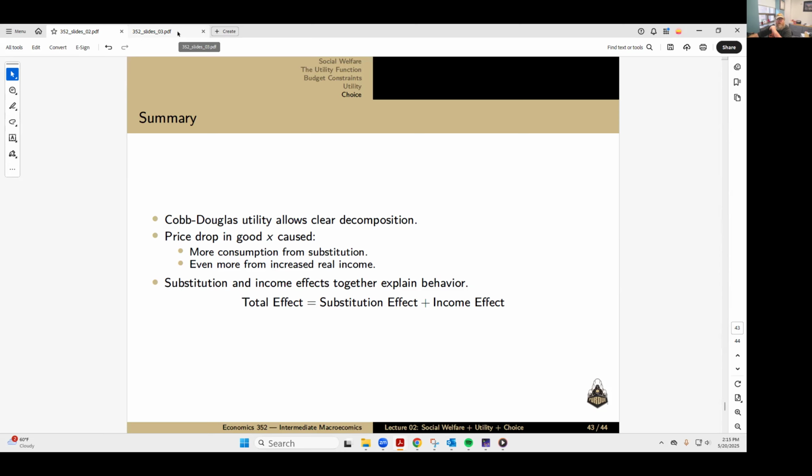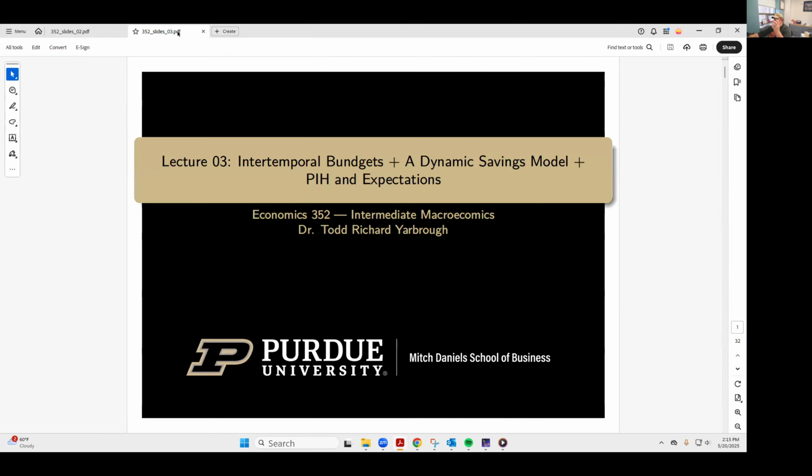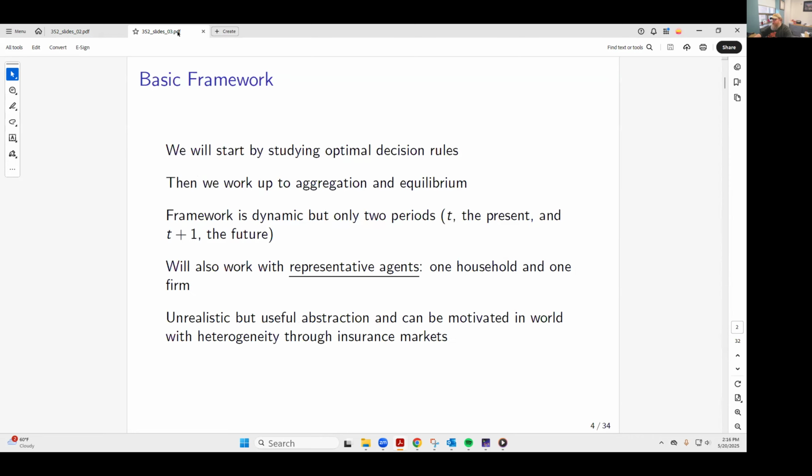Okay, so we now have established utility, budgets, utility maximization, and also a brief discussion on income and substitution effects. So this allows us now to bring this conversation into the macro world. The model that I'm going to talk to you about is what we refer to as a dynamic savings model. In this model, we're going to start from the perspective of there being multiple time periods. There's going to be a time period T, and a time period T plus one. That time period T plus one, we can essentially think about as the future.